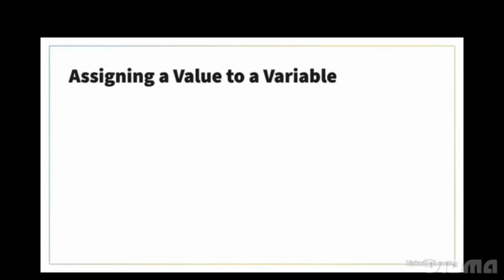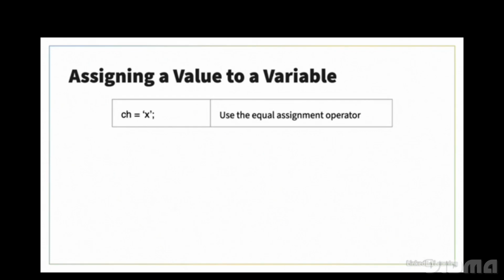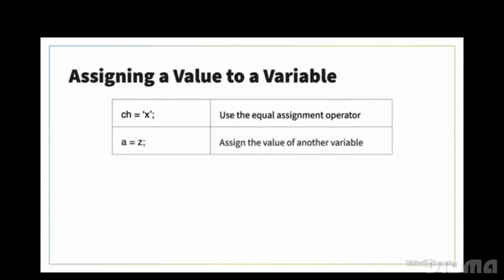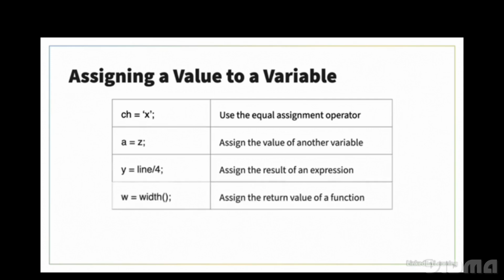Declared variables have no value. They're uninitialized. To assign a value, you use the assignment operator, the equal sign. Set the variable on the left side and the value on the right. You can also assign a variable the value of another variable, such as a equals z here, which should really be read as assign to the value of variable a the value of variable z. You can assign a variable as the result of an expression. Variables can also be assigned to the return value from a function.